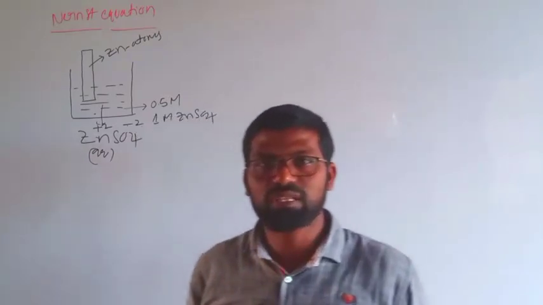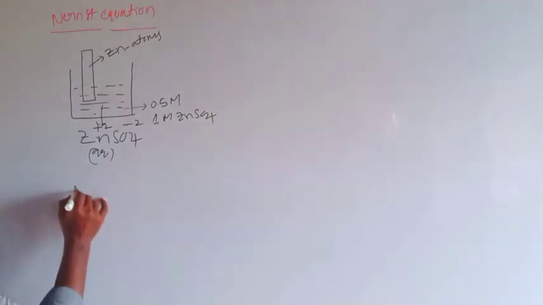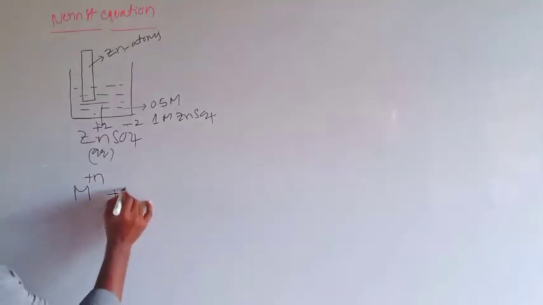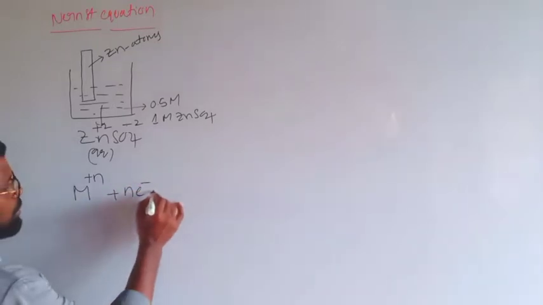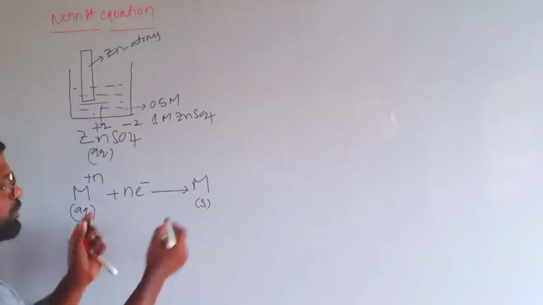To understand the Nernst equation, first let us take a reduction reaction. For example, M is a metal ion, its valency is n. It gains n electrons to become a neutral solid. This is the aqueous metal ion, valency is plus n. This is a generalized form, you need not worry about this.